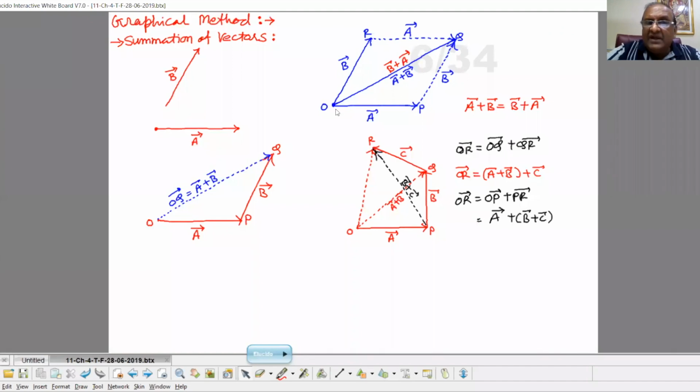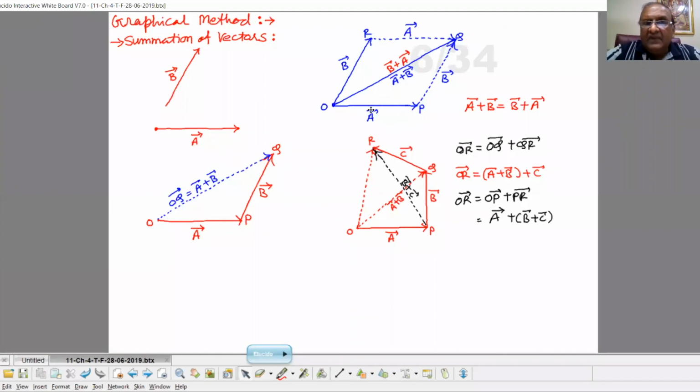So now the parallelogram OPQR is prepared. Then the diagonal from the origin, this OQ, will give you the summation of these two vectors A and B. Now see here, actually the triangular method is a subset of this one, we can say.